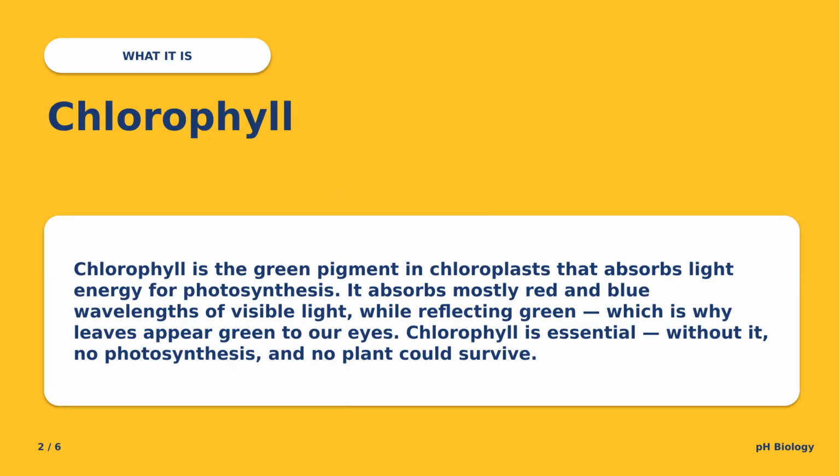Chlorophyll is the green pigment in chloroplasts that absorbs light energy for photosynthesis. It absorbs mostly red and blue wavelengths of visible light while reflecting green, which is why leaves appear green to our eyes. Chlorophyll is essential. Without it, no photosynthesis and no plant could survive.